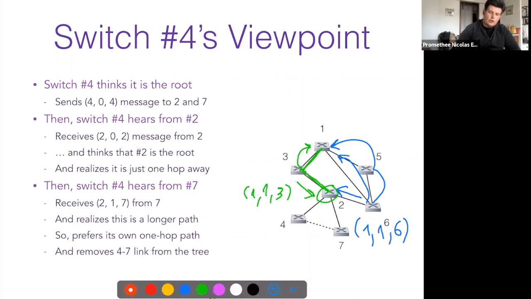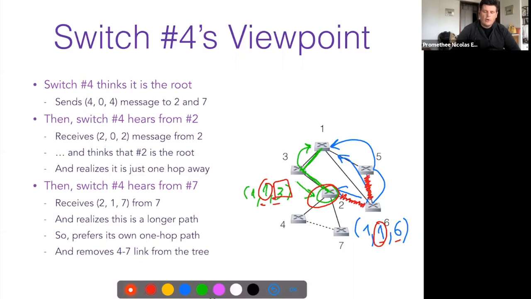So it means that now 2 has two choices. So either it goes through 3 or 6 with a distance of 1. Which one am I going to use? They're the same distance. So what is the next criterion in order to select the path? We said the smallest ID. So it means that 3 is going to be the good one. So this one is going to be disabled the same way this one has been disabled.